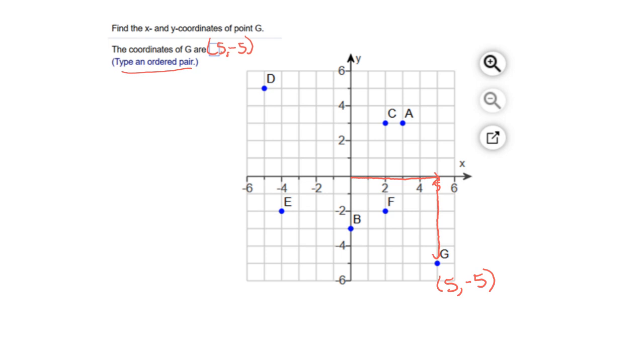So let's try a different one. Let's try point E as in echo. Again, we're going to start at the origin. We're going to go towards E, which is to the left 4 units. And going to the left is a negative direction, so negative 4. And then I'm moving down 2 units to that point. Down means negative 2, right? Moving in a downward direction makes it a negative number. So the ordered pair for E is negative 4, negative 2.